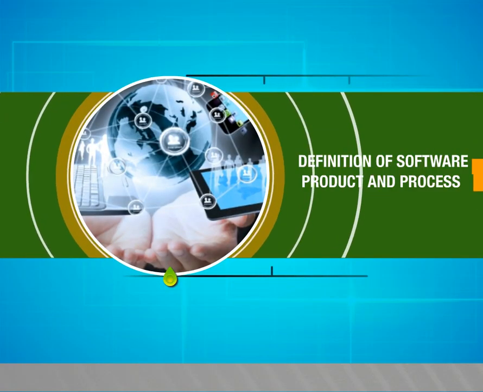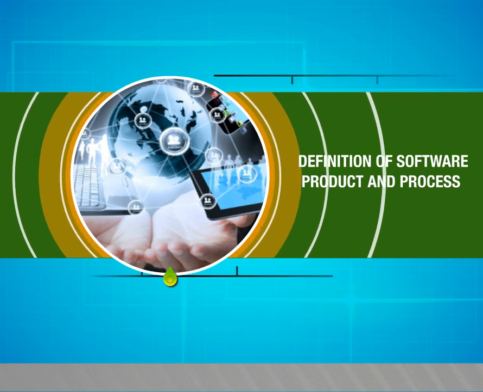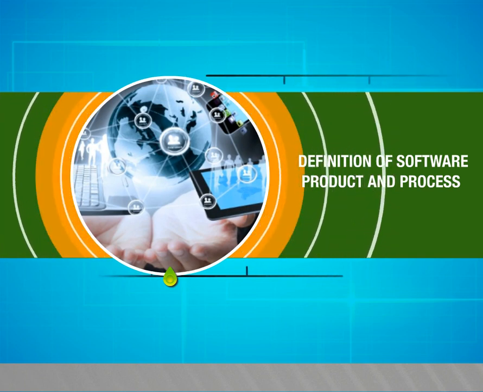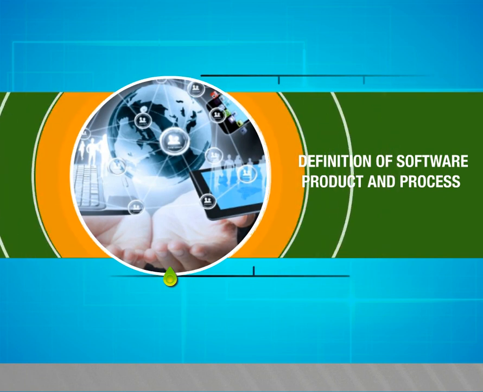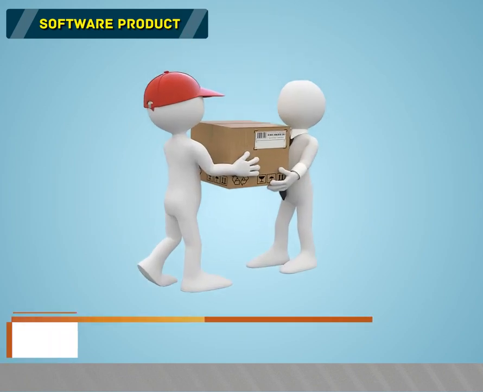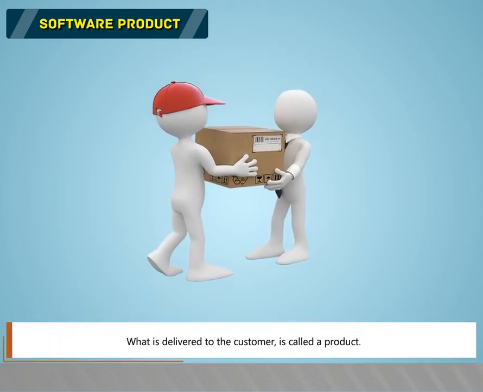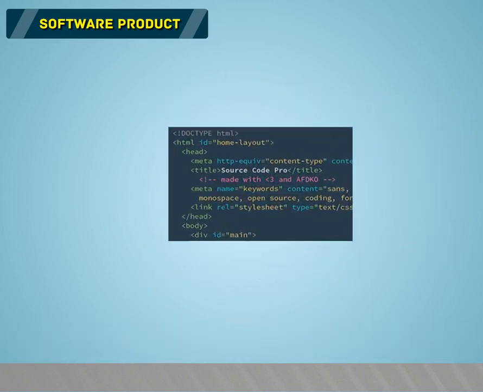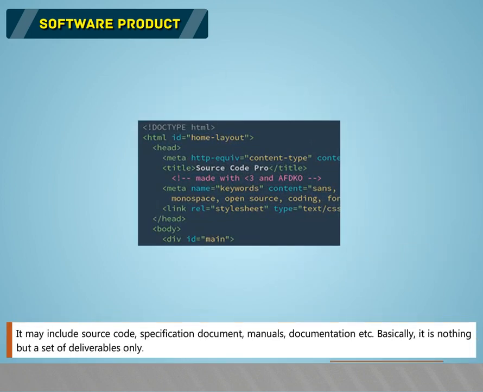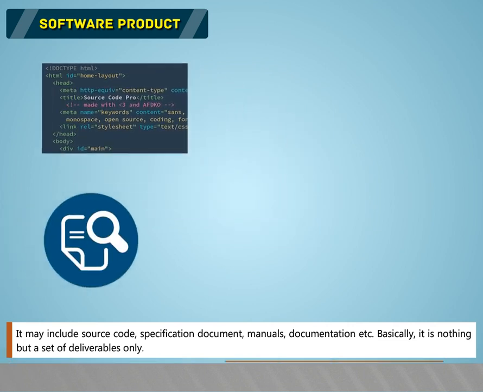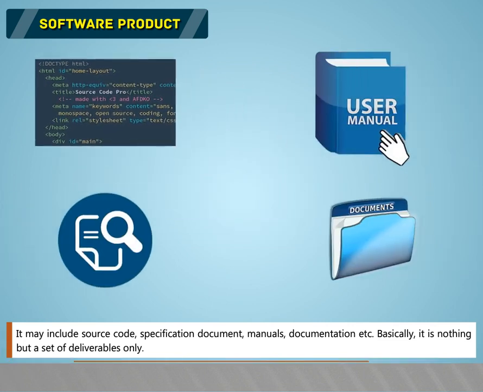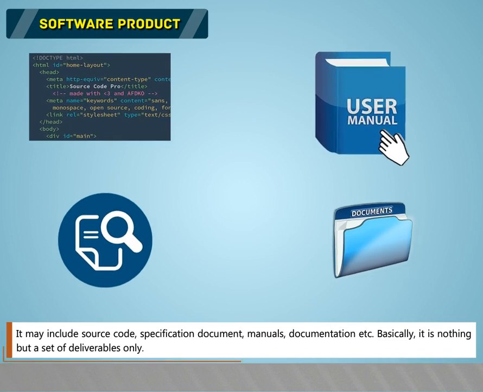Definition of software product and process. In this animated video, we are going to see about the definition of software product and process. Software product. What is delivered to the customer is called a product. It may include source code, specification documents, manuals, documentation, etc. Basically, it is nothing but a set of deliverables only.